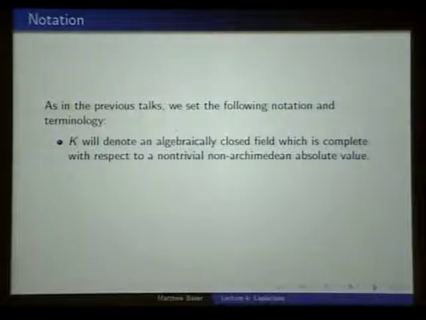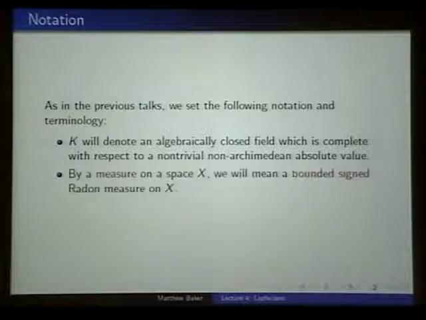All right, so first let me set the same terminology as always, that my ground field will be algebraically closed in order to have this nice topological description. And by a measure on a space X, I will always mean a bounded signed Radon measure on X. So you don't have to remember that much measure theory. These are allowed to be signed measures, but the positive and negative parts should be bounded. And just think of Borel measures, it's fine.